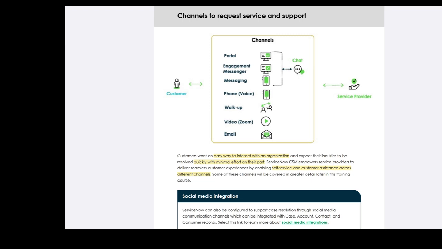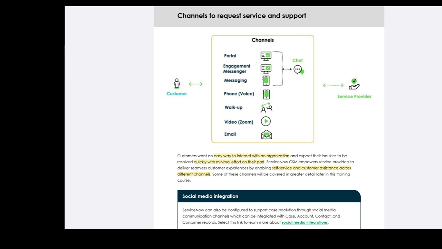So basically, if I talk from a customer perspective, the customer wants an easy way to interact with their organization, and they expect their inquiries to be resolved quickly. Nobody wants to spend a lot of time on these things, and if the customers have a good experience, then that will help the brand to retain the customers. So this is the why behind CSM, and that's the objective of CSM as well: that you provide good service to your existing customers and retain them, and that results in a good customer experience and also word of mouth.